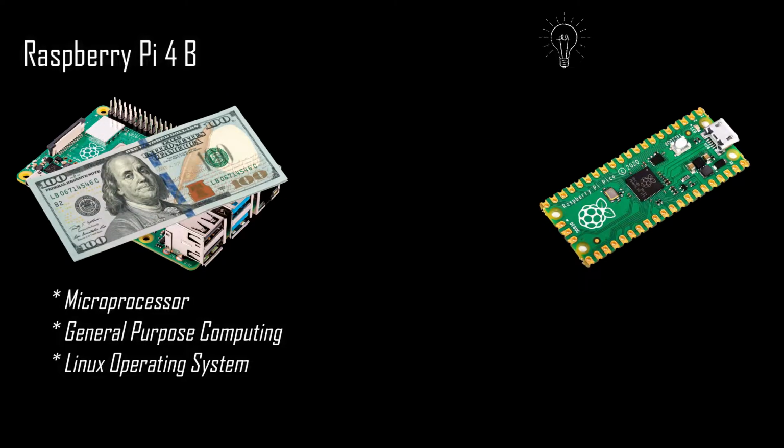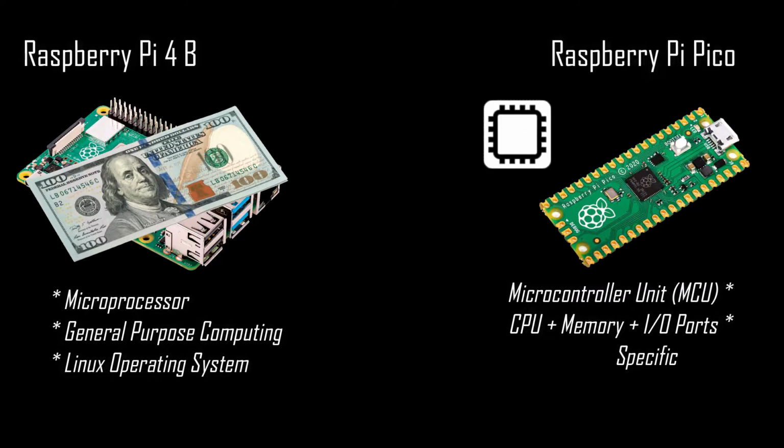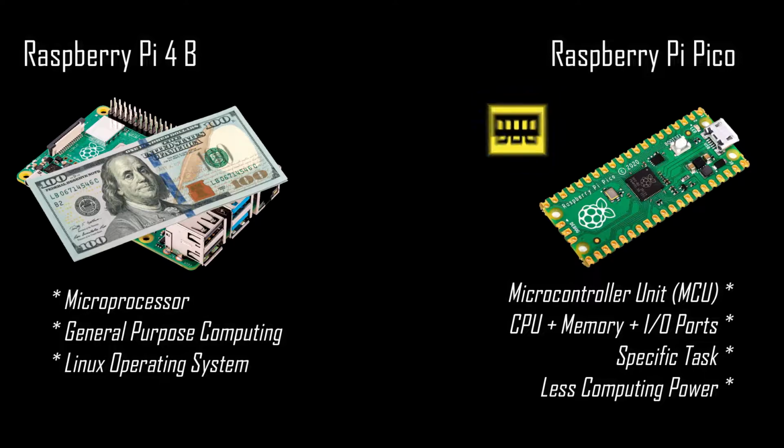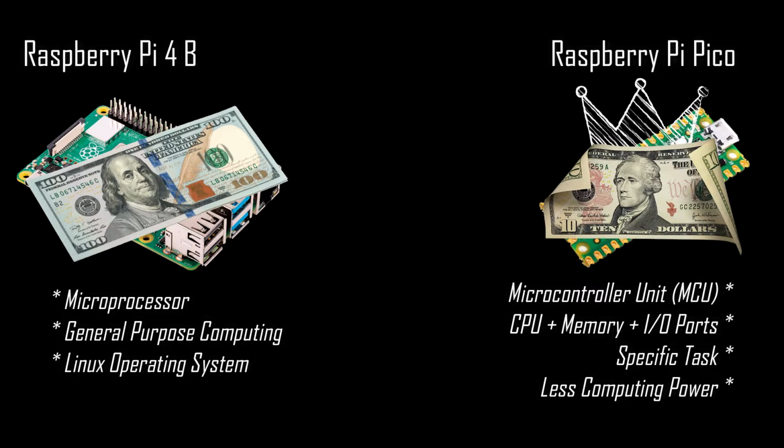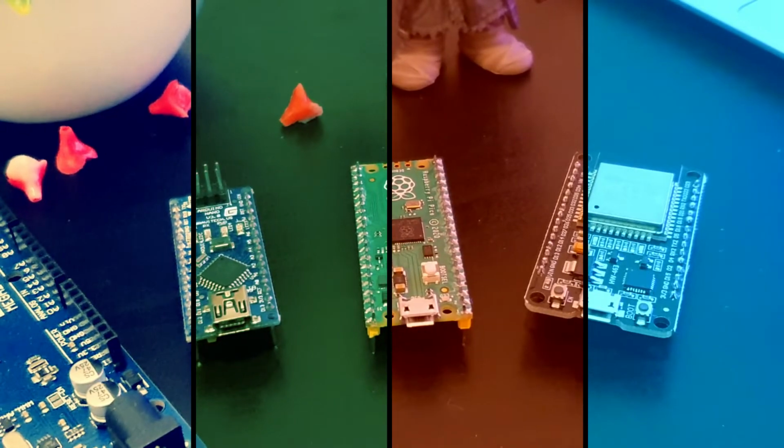Pico, on the other hand, is a microcontroller unit or MCU. It has its own CPU, memory, as well as input and output ports. It is usually dedicated for a specific task. It has less computing power compared to Raspberry Pi 3 models or 4 models. That is why Pico price tag is actually fairly cheap. It costs less than $10. Pico was introduced in early 2021.